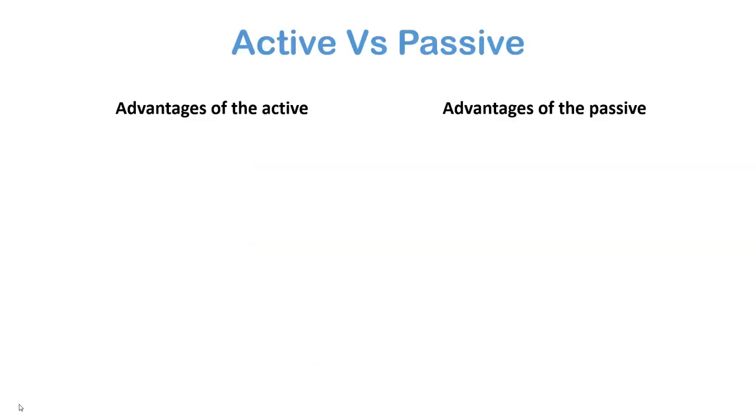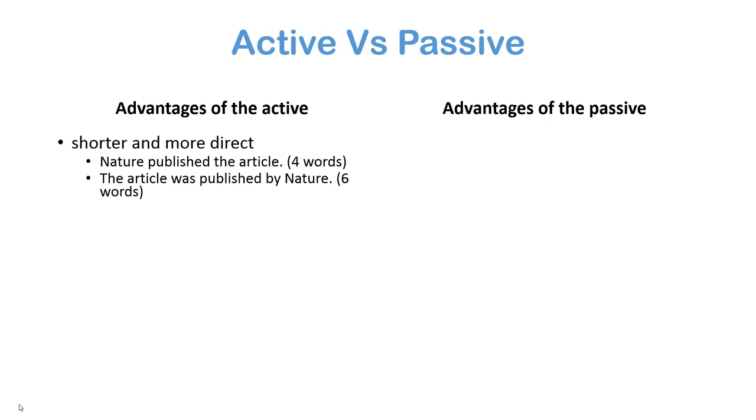Okay then. Now, we've established then that the active voice is generally encouraged in English academic writing, so the next question is why? And we're now going to have a look at some of the advantages of the active. So, first of all, active sentences are just shorter and more direct, generally speaking. So if we take those two sentences from earlier on, Nature published the article is 4 words, whereas the article was published by Nature is 6 words. So in most cases, when you use the passive, you immediately give your reader more work to do.